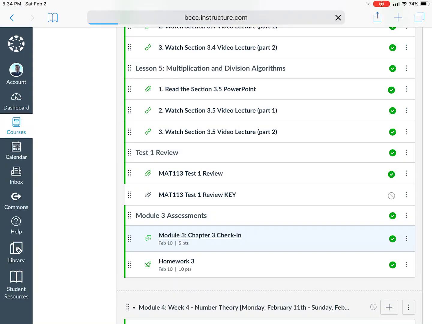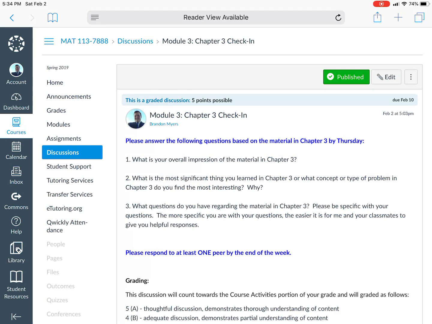There is a Module 3, Chapter 3 check-in or discussion. Again, very laid back this week. I'm asking that you answer these 3 questions just basically about your experience so far into Chapter 3. What do you think is going well? What's your overall impression? What are you learning so far? What do you find challenging? What are some questions you may have? Again, very low key.